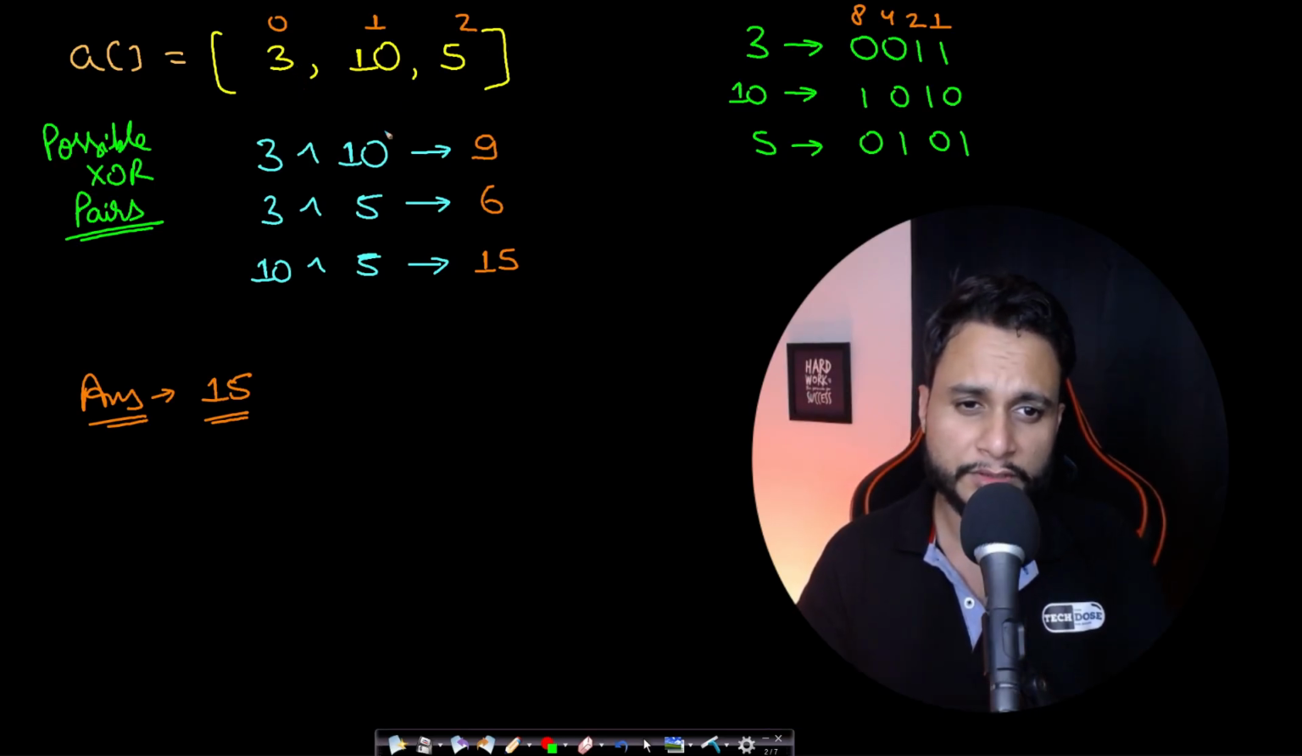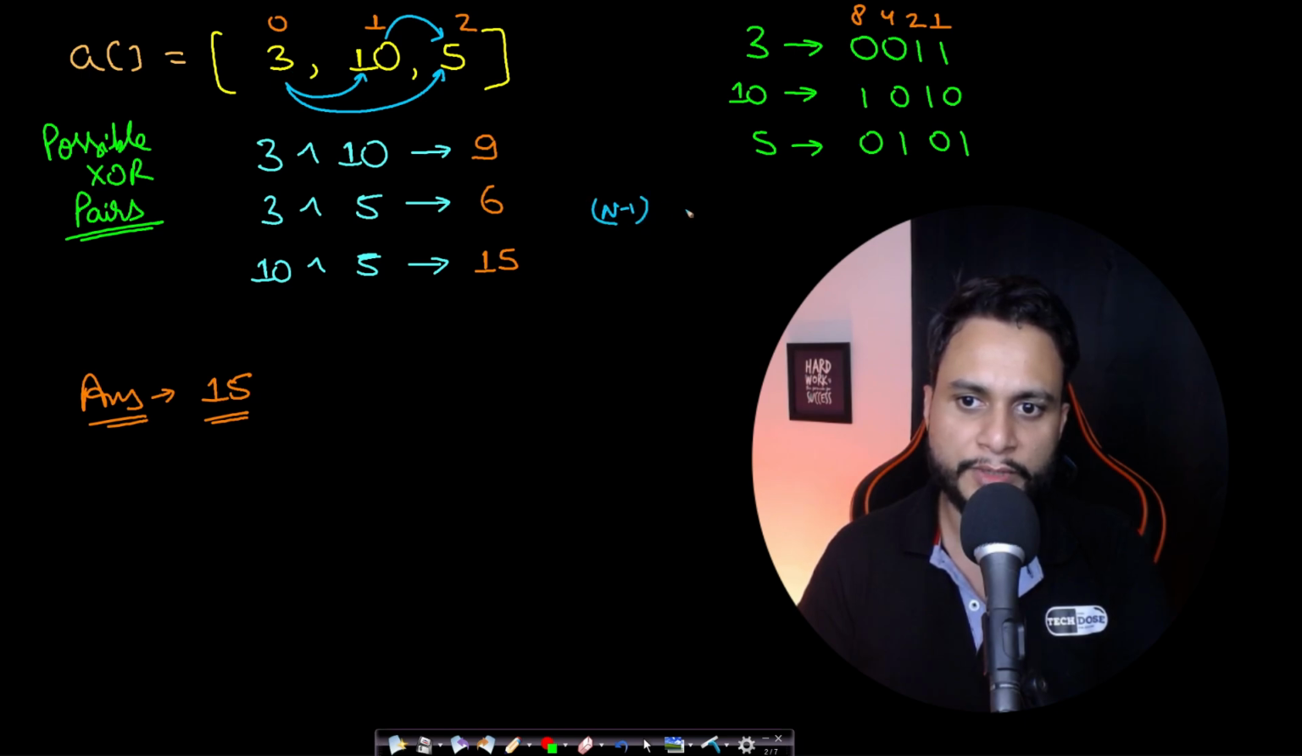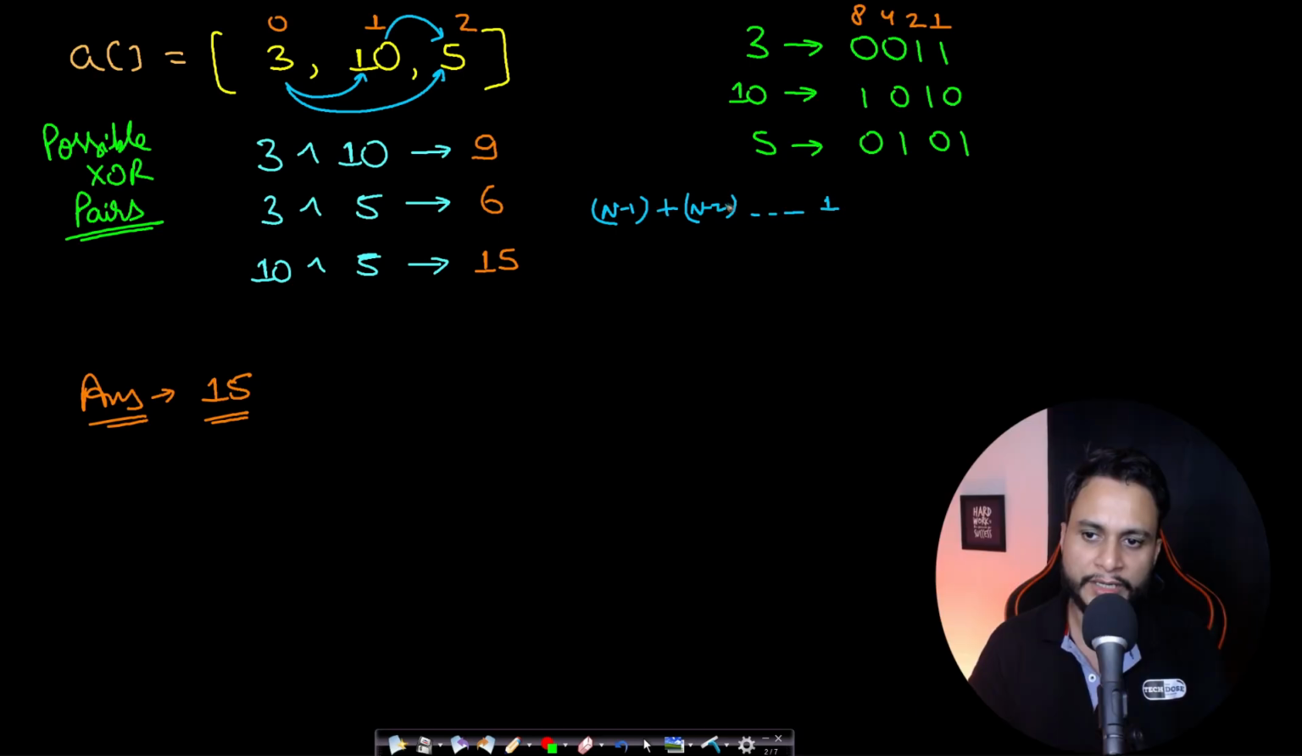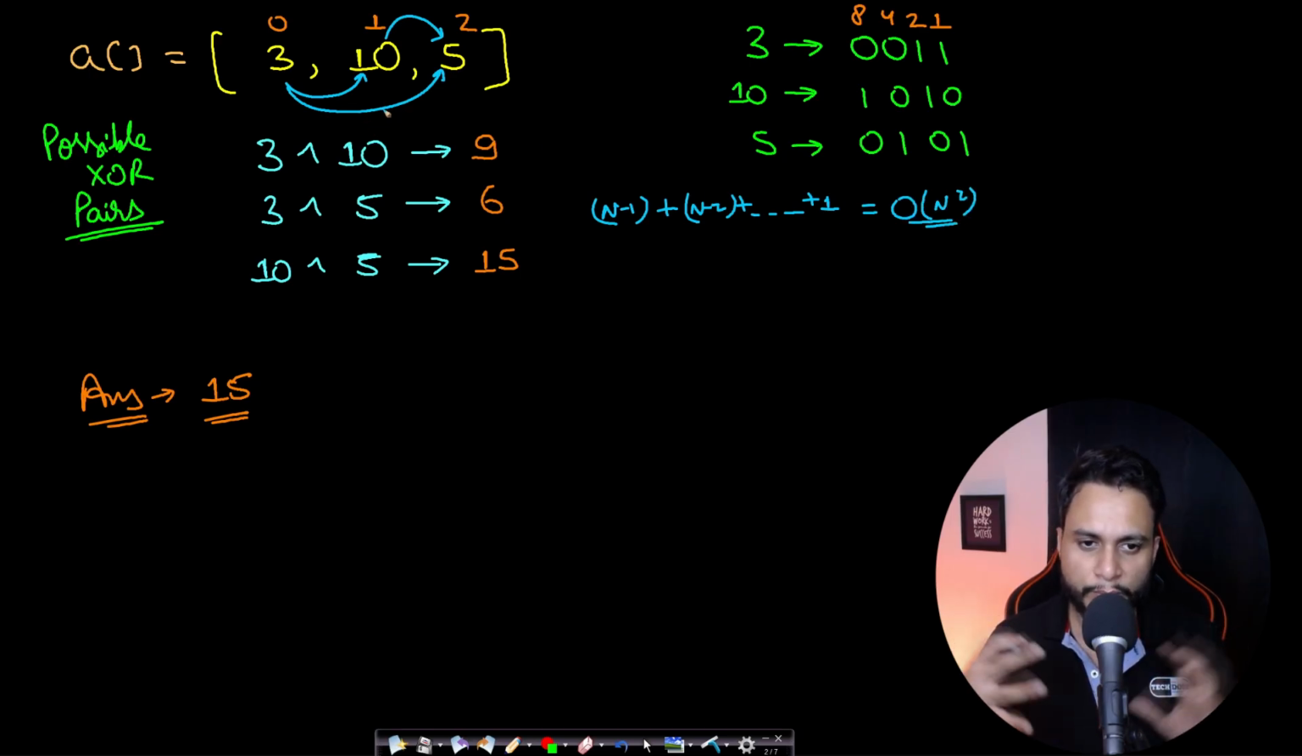Now you think about what are the possible pairs which we can form. So we can pair this 3 with 10 and we can pair this 3 with 5. We can pair this 10 with 5. So actually, for the first element you will have n-1 pairs, for the second element you will have n-2 pairs, and so on. For the last element you have 1 pair. So you can just add them up to get the total number of pairs, and that will be order of n square. So if you want to check all combinations of pairs and take the maximum out of it, then the time complexity will be order of n square.